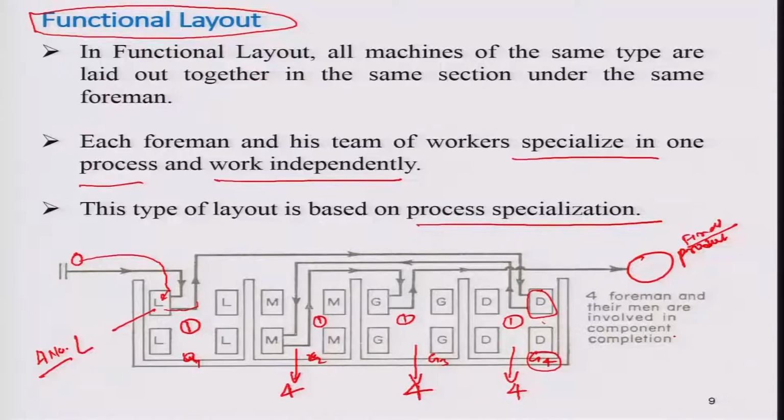Here is the foreman, and on each machine, if these machines are worked in sequentially, then only 1 worker will be required. If all machines are engaged parallelly, then it may be possible that more than 1 worker will be required in each group, so that as compared to your product layout, here the number of human workers will be reduced.